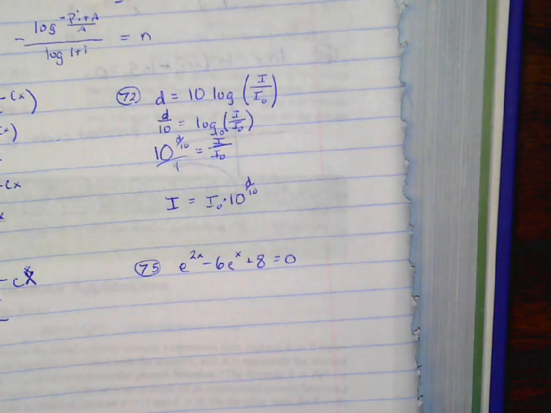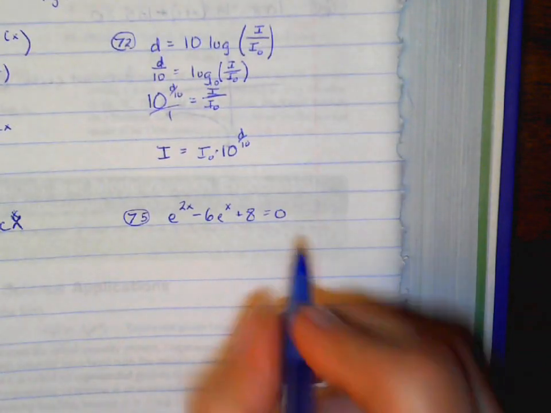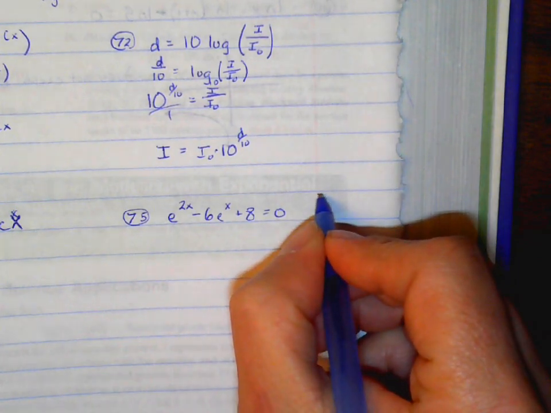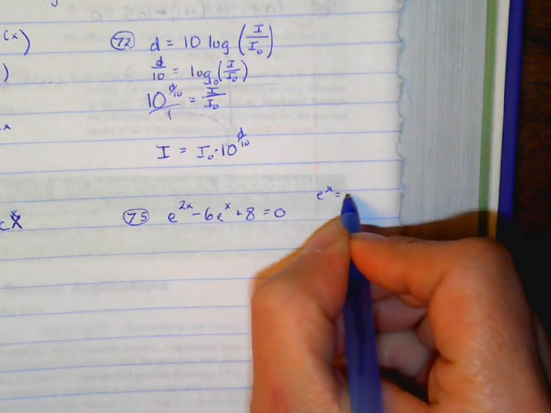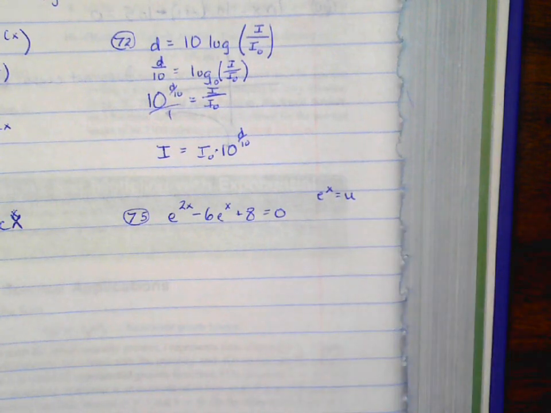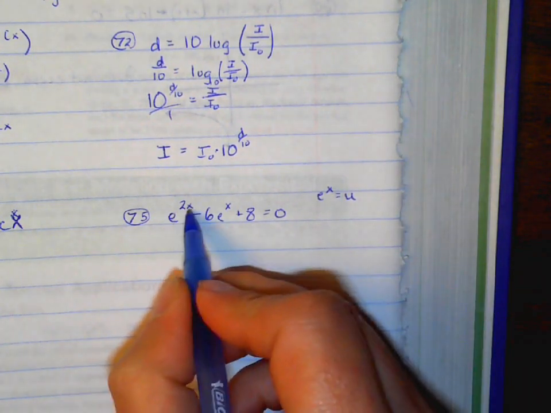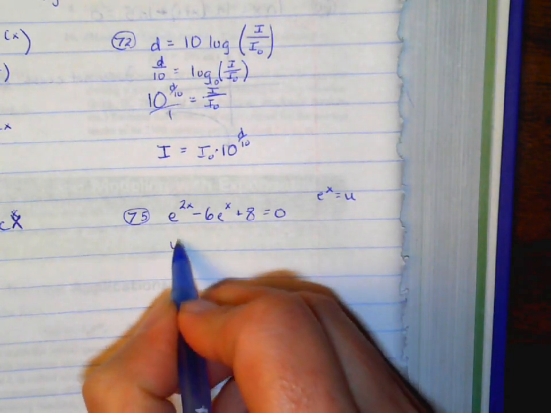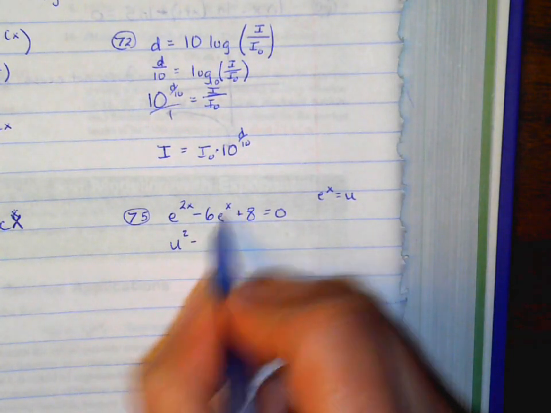Okay, these next couple we're going to use the substitution idea. We're going to say that wherever I see e to the x, you can put whatever letter you want in there. We used u in their notes, so we use u. So e to the x, this would be like u squared then. E to the x is u.